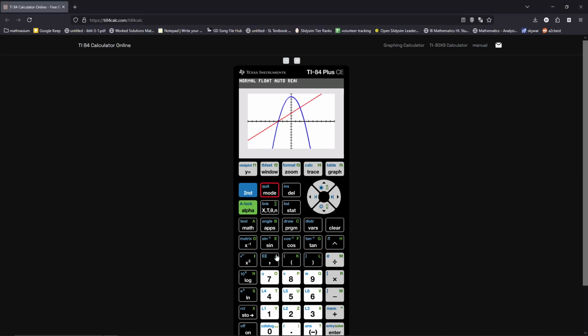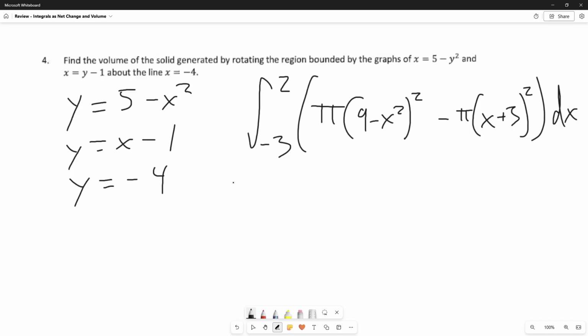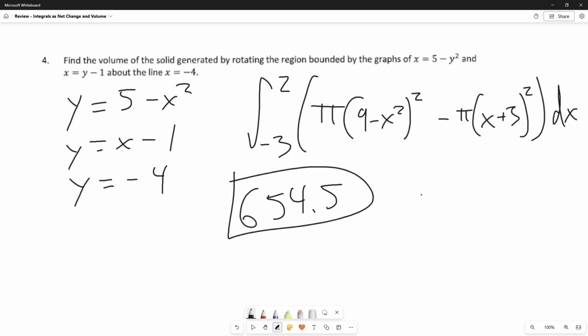And we put this into our calculator. -3 to 2 pi times 9 minus x squared minus pi times x plus 3 squared dx. And our answer is 654.5. So 654.5 units cubed as our final answer.